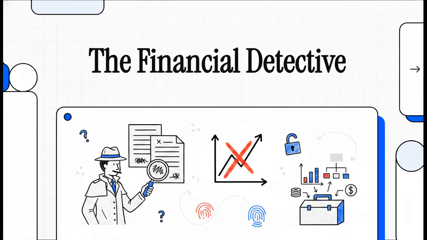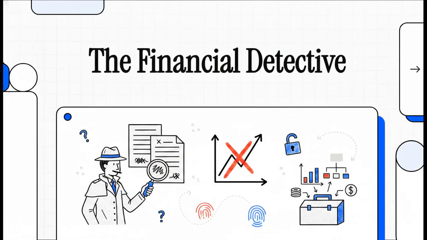Welcome to this explainer. If you've ever stared at a company's annual report and felt like you were staring at a giant wall of random numbers, you're definitely not alone. But today, we're going to flip the script. We're going to look at financial statements differently. Basically, we'll treat them like a crime scene, just waiting to be investigated.